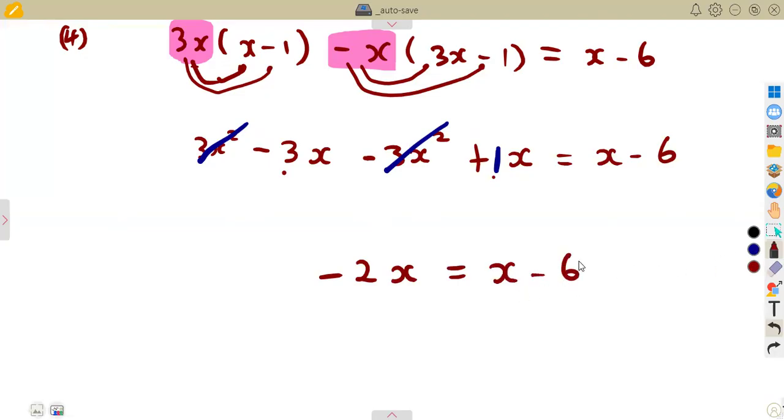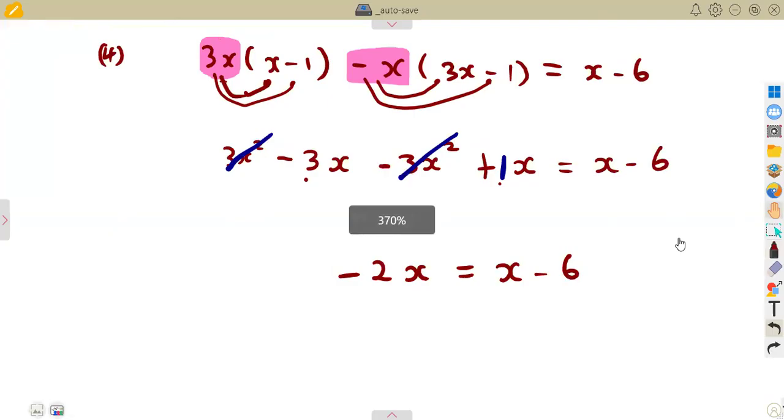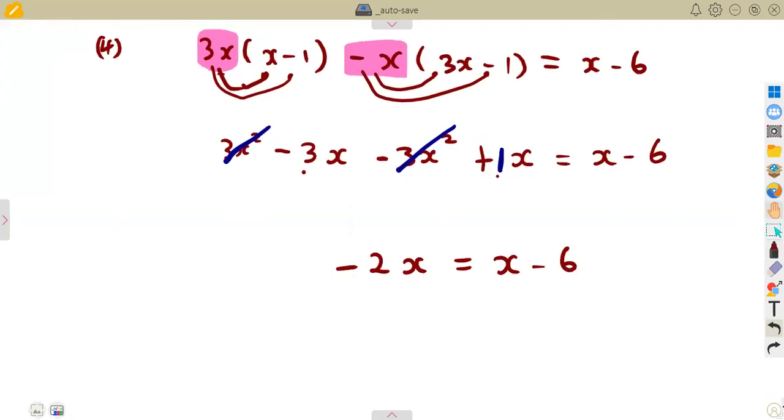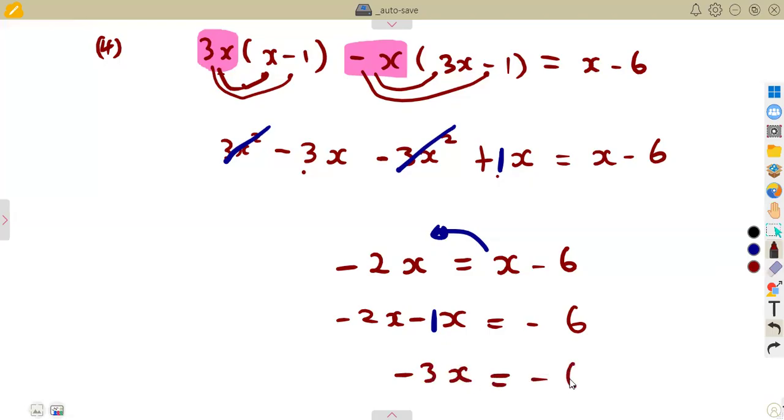So we are back again to the issue that we have to collect the like terms, since this is a normal linear equation. So collect this x to this side of the equation, it becomes a negative. The moment that it crosses the equal sign, it becomes a negative. So that's minus 2x minus x, which is equal to minus 6. Minus 2x minus x means what? That's a minus 1. So it's minus 2 minus 1, which is minus 3. So that's minus 3x, which is equal to minus 6.